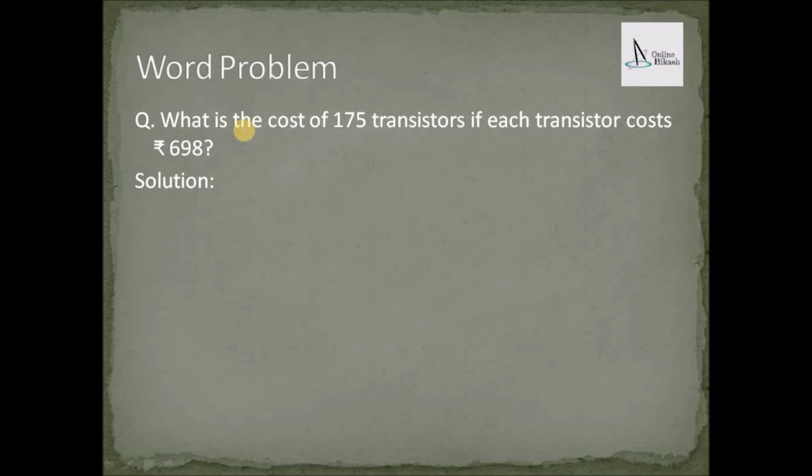Since you know the price of one transistor, you can find the price of 175 transistors by using multiplication. In multiplication, if you know the price of one, then you can find out the price of many. So we will multiply 175 and 698.